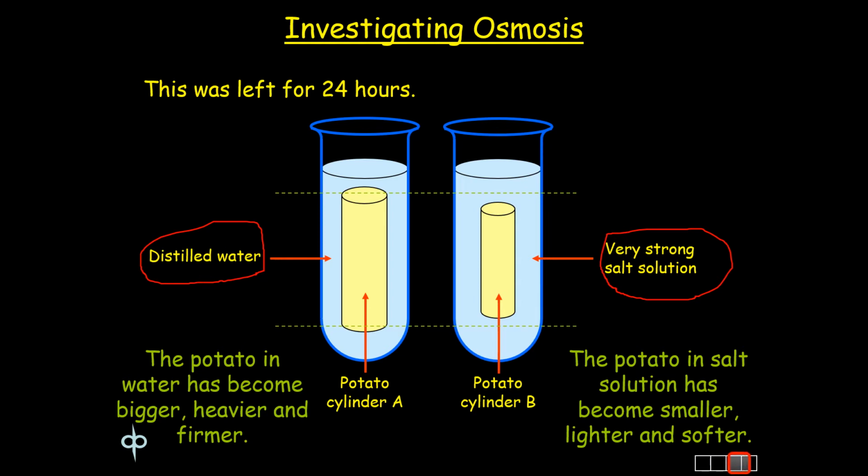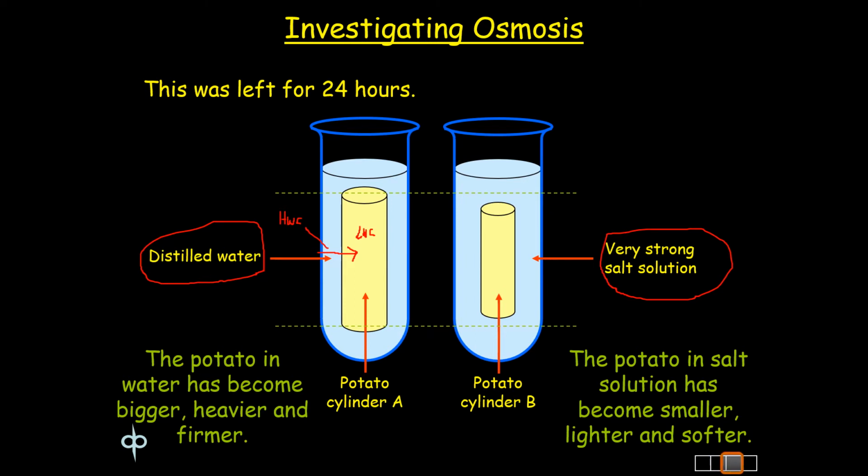So this is quite similar to what we've been saying. If we look at the first one, potato cylinder A, we know that the high water concentration is going to be outside the cell because it's pure water, and we know that the low water concentration is going to be inside the cell. So the water is going to move from the high water concentration to the low water concentration into the cell, which is going to make it become heavier, firmer and bigger.